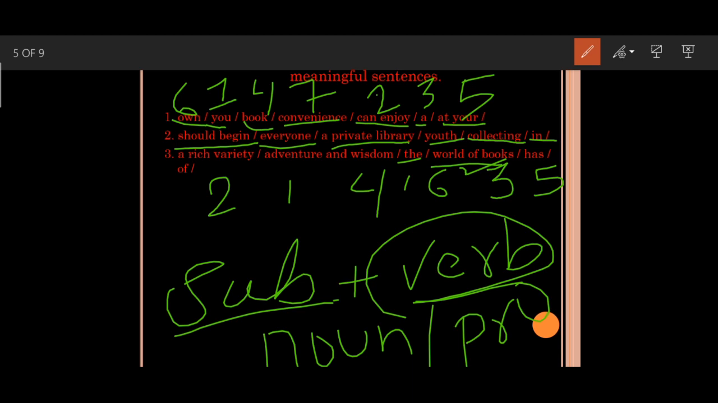The world of books what? Has, a verb. The world of books has what? A rich variety of adventure and wisdom. Pretty easy, pretty simple to solve. So this is how we do it. I hope you got the idea of it.